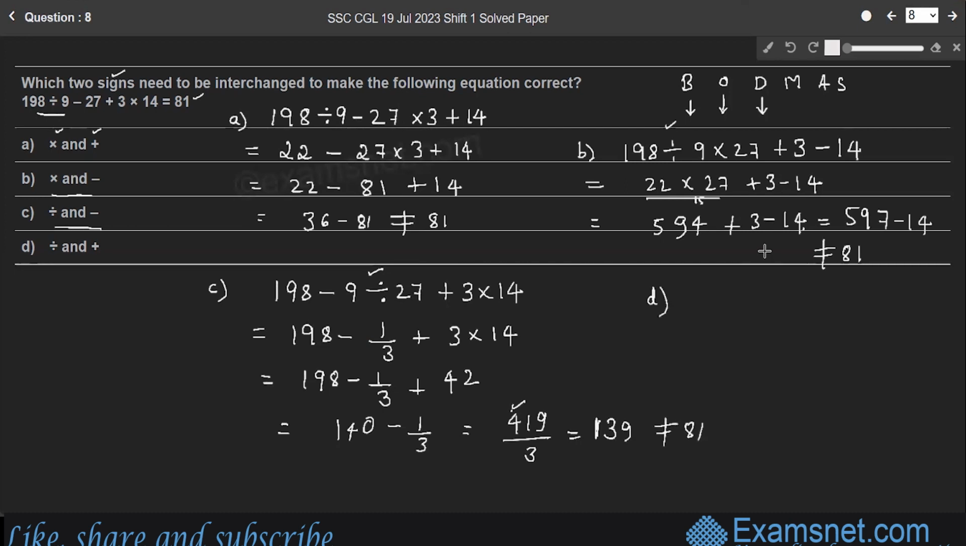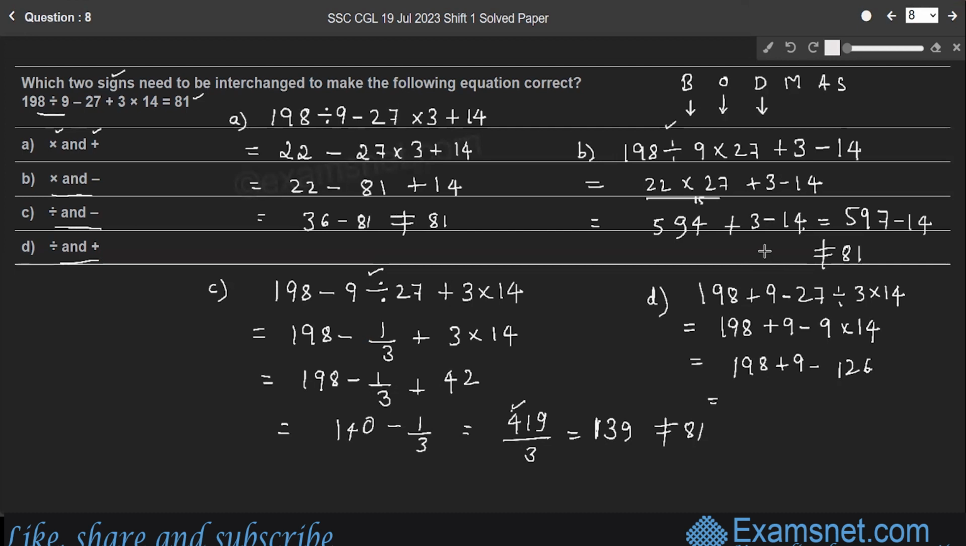Consider option D, interchange division and plus signs, right? So 198 plus 9 minus 27 divided by 3 into 14, right? So go for division. 198 plus 9 minus 27 by 3 is 9 into 14. So go for multiplication. 198 plus 9, right? Minus 9 into 14. So 126.